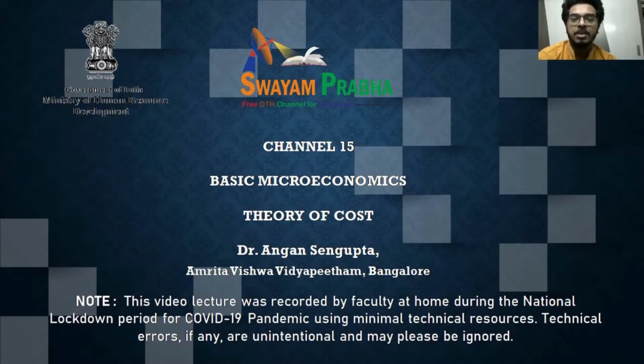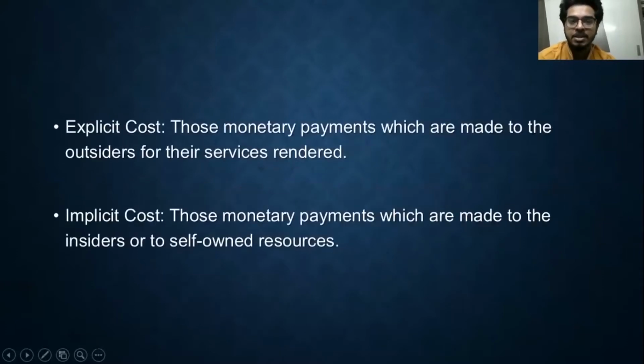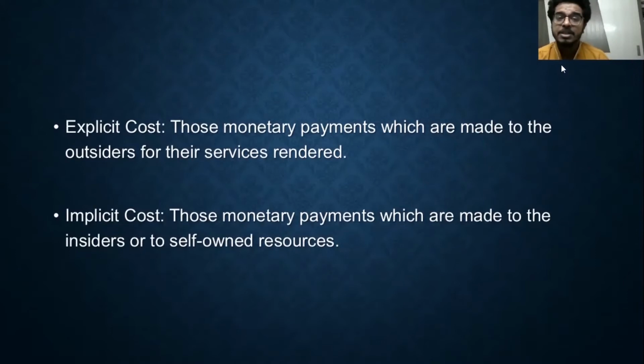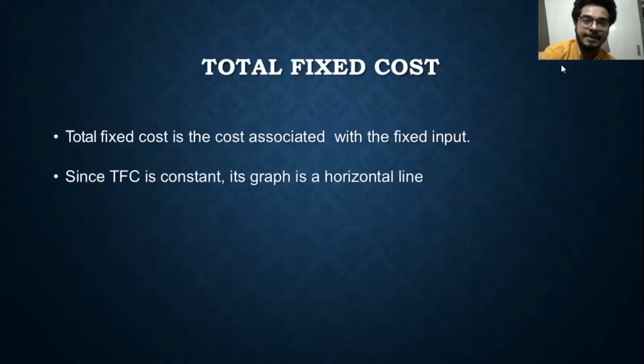There are basically two types of cost. One is explicit cost, another one is implicit cost. The explicit costs are those which are made to the factors which do not belong to the production unit, I mean, those who are outsiders but rendered services towards the production process. Implicit costs are made towards those resources which the production unit, the firm, owns. That means to the insiders. So the explicit costs are for the outsiders and the implicit costs are for the insiders.